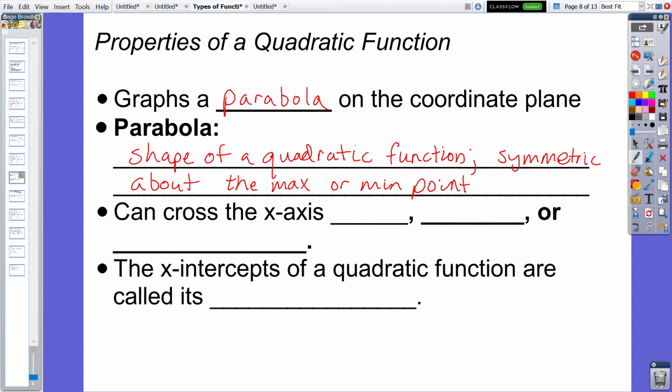Okay, so remember, symmetry means that if you draw a line and you look on one side and another, that means that it's the same thing on both sides. It can cross the x-axis twice, like it did in our graph before, once, or not at all. Okay, so once again, that x-axis is the horizontal axis, and the x-intercepts of a quadratic function are called its roots. Okay, so once again, quick intro on how to graph a quadratic function. Stay tuned for one more function that you need to know the properties of.